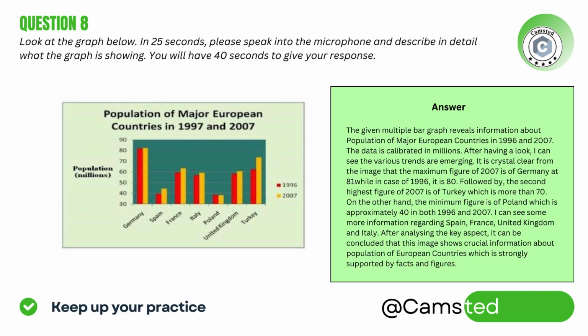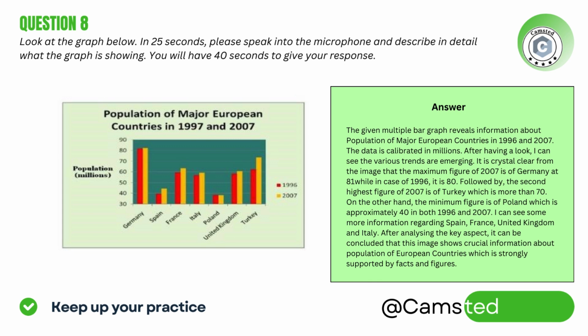The given multiple bar graph reveals information about population of major European countries in 1996 and 2007. The data is calibrated in millions. After having a look, I can see the various trends are emerging. It is crystal clear from the image that the maximum figure of 2007 is of Germany at 81, while in case of 1996, it is 80.